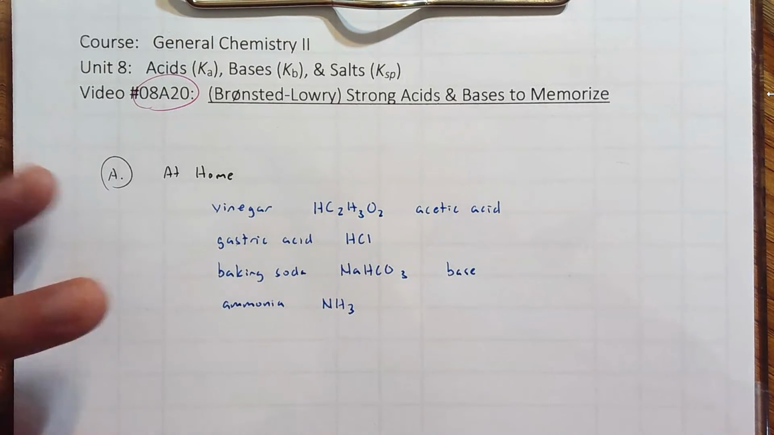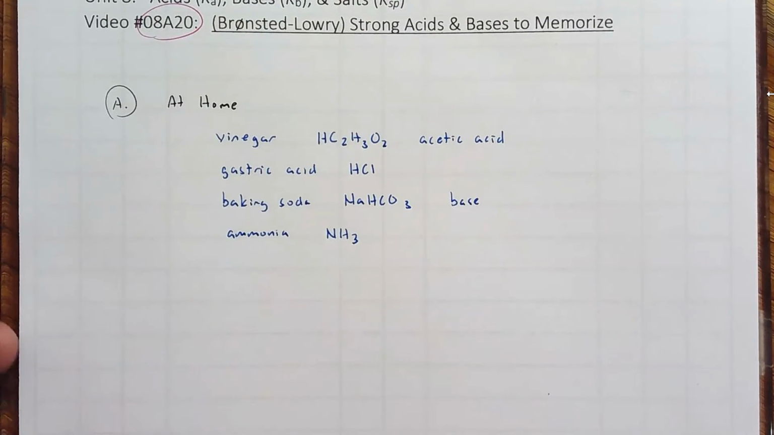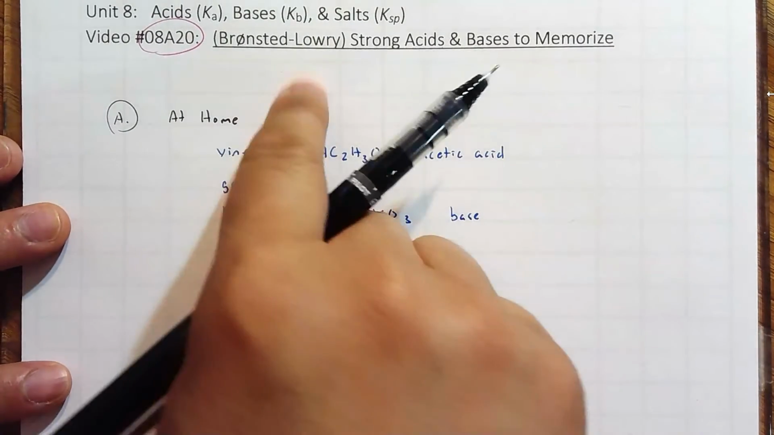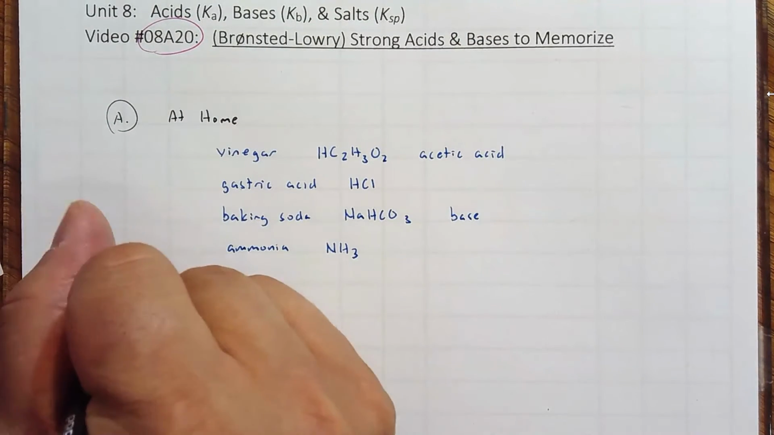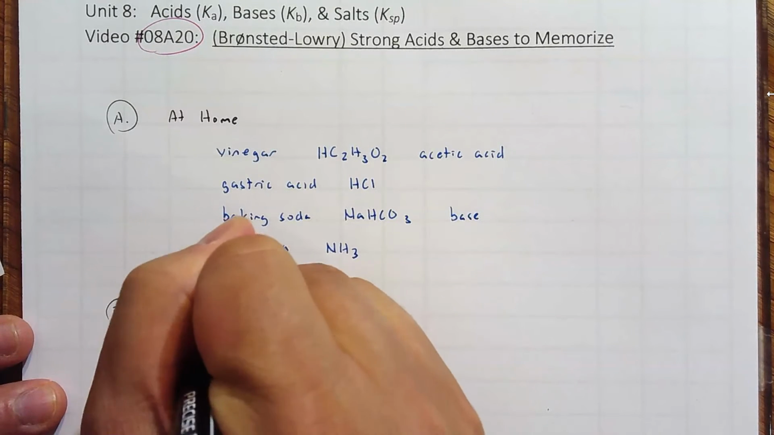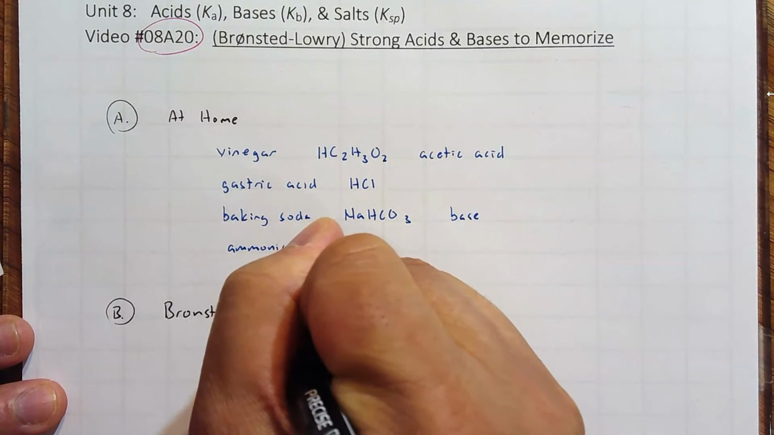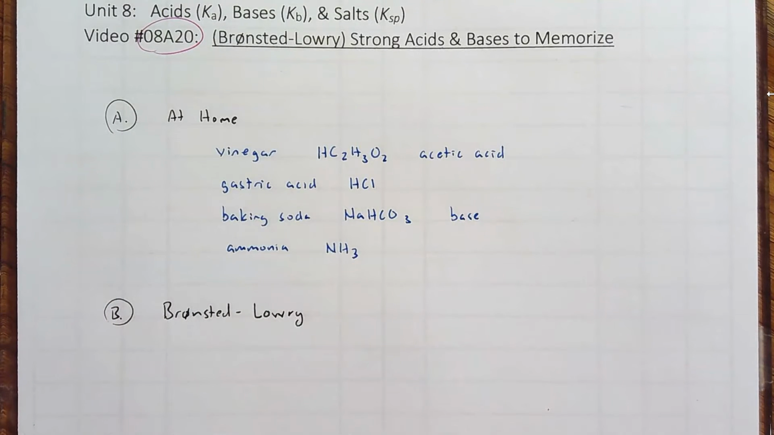Some of them are weak, some of them are strong. We'll get to that later on in the video. So what is a Brønsted-Lowry acid and base? Let's go over those definitions. Brønsted-Lowry. Let's start with the acid.